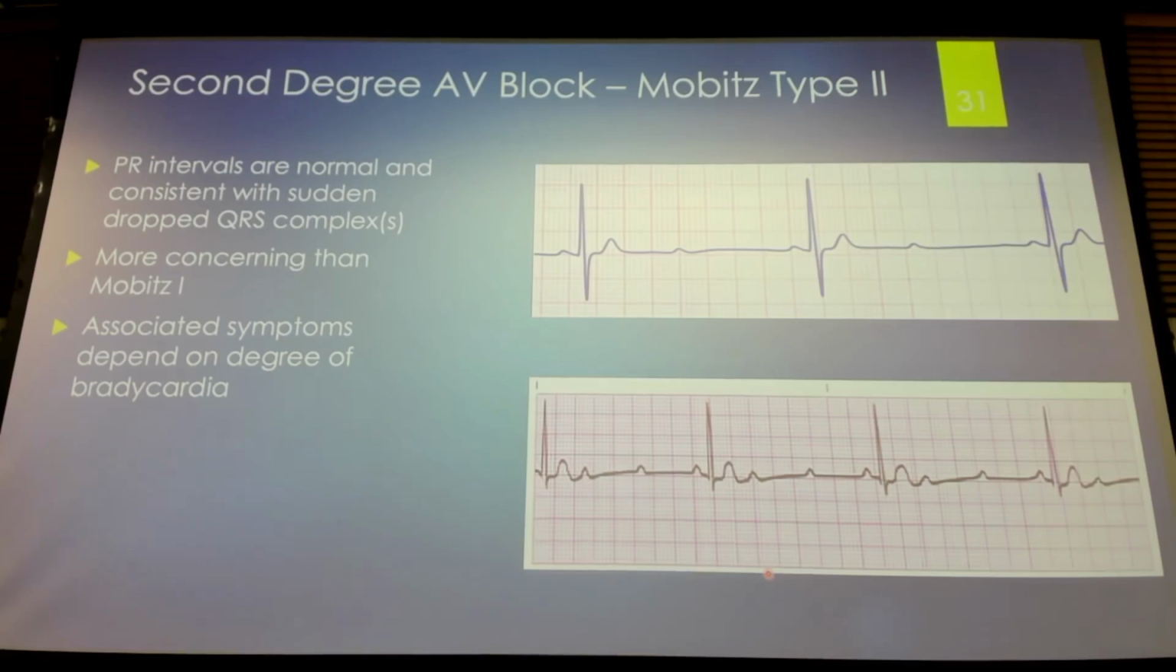Here, our PR intervals are normal. PR intervals are normal, but we have P waves with no QRS. Just spontaneously out of the blue, we have P waves with no QRSs. The problem with this one is you might have 3 or 4 atrial depolarizations before you get another ventricular depolarization. So these guys' heart rate might be 20 or 30, depending on how many times that block occurs.